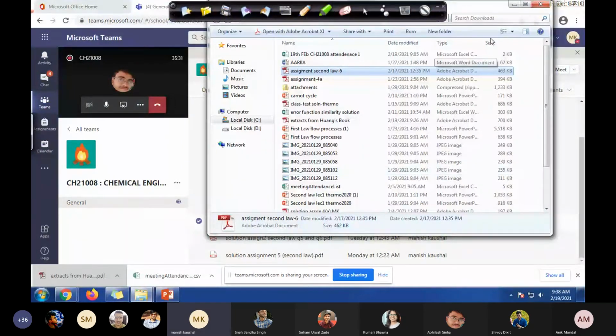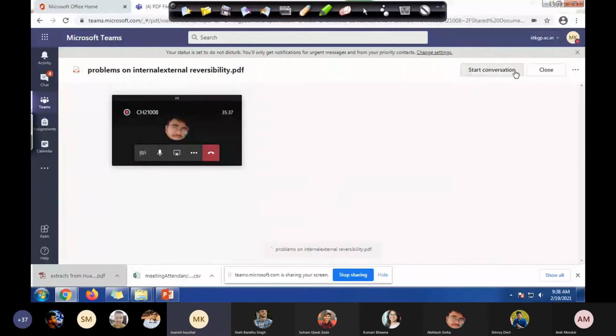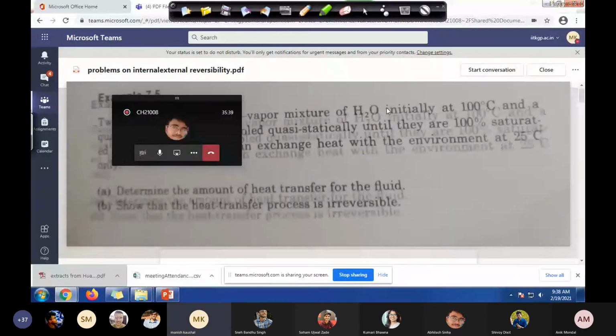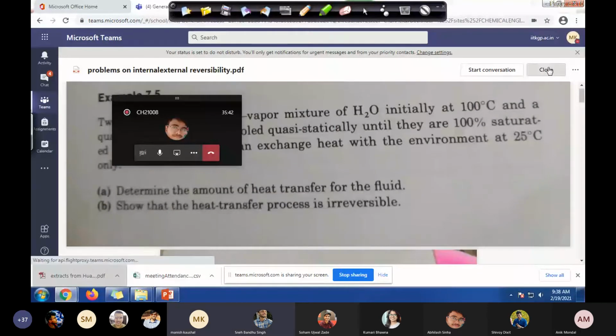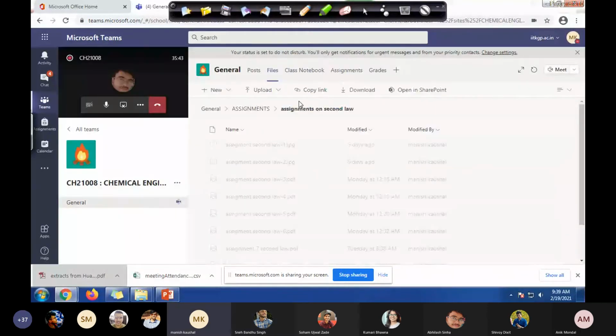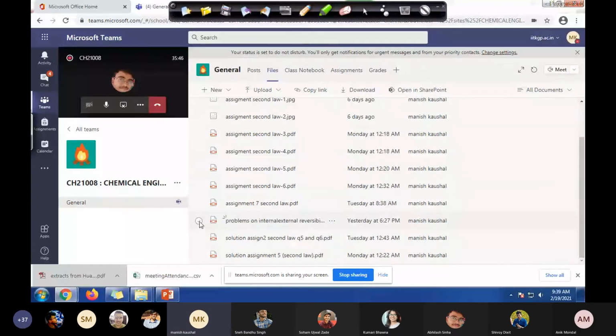Still it is not getting downloaded. What's the problem? Download, waiting for. Let's open it and download it from here. From here we cannot download it. Let me try it this way. It shouldn't be so difficult to download. It is saying waiting for something and it is not getting downloaded.